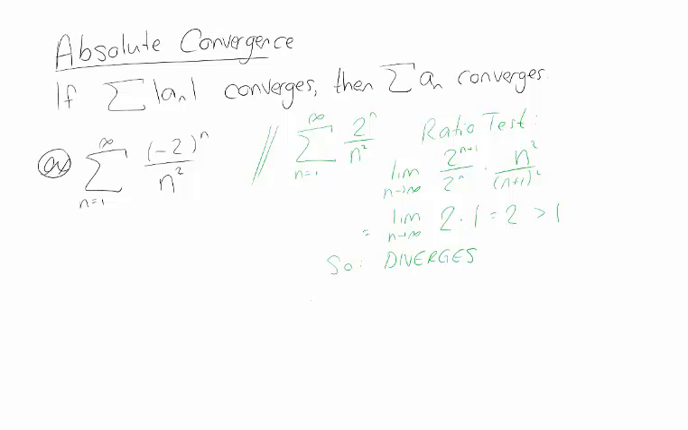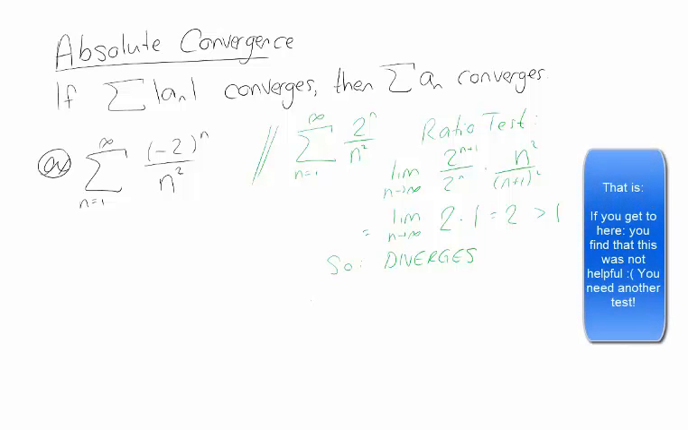Now it's possible that when you take the absolute value, that modified series diverges, but your original series converges. So we can't just say, okay, it somehow absolutely diverges. That's not a thing. We have to do a different test. But in this case, this is a pretty easy one. We can just use the divergence test.